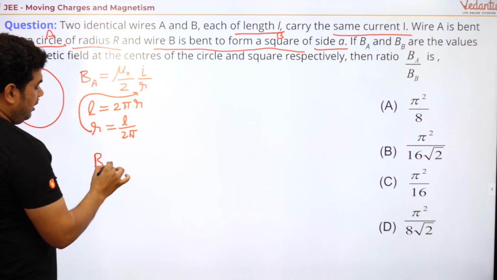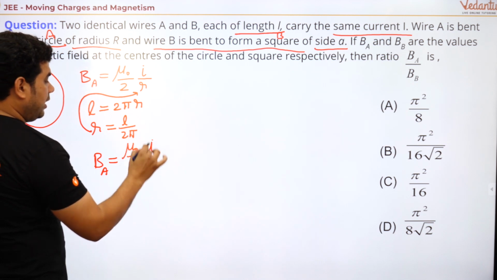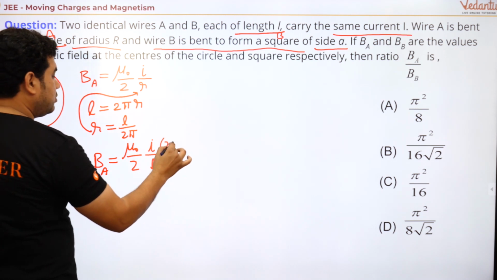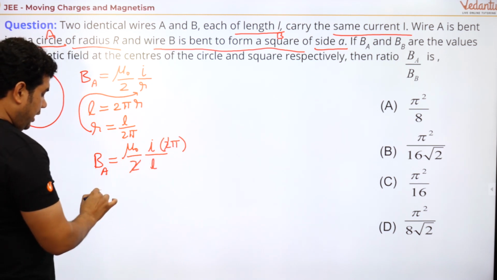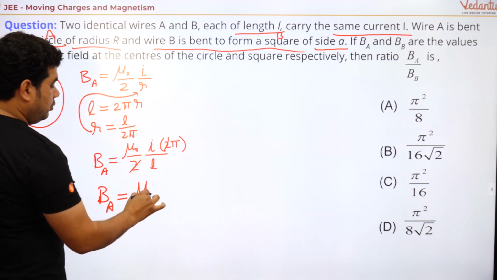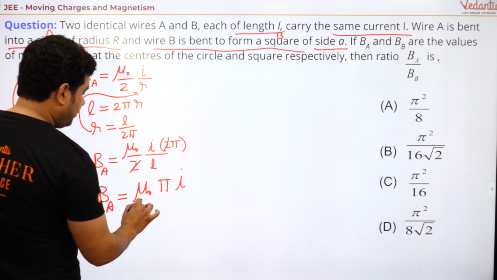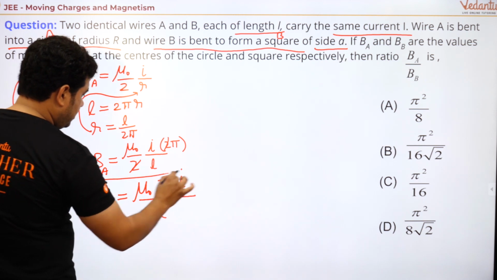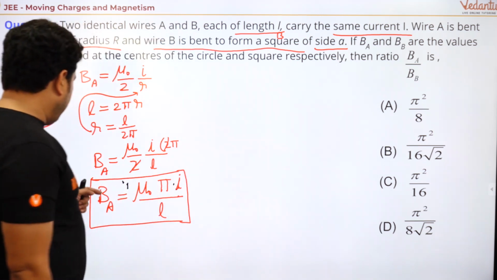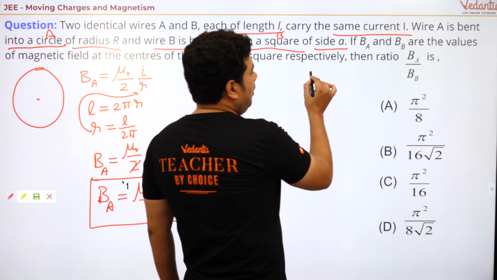So BA that we have, mu naught upon 2 I, and this is L upon 2 pi, so this is 2 pi. So BA is equal to mu naught pi I upon L. This is the value of BA, right? We have the magnetic field of the circle. Now we have to find the magnetic field due to a square loop.